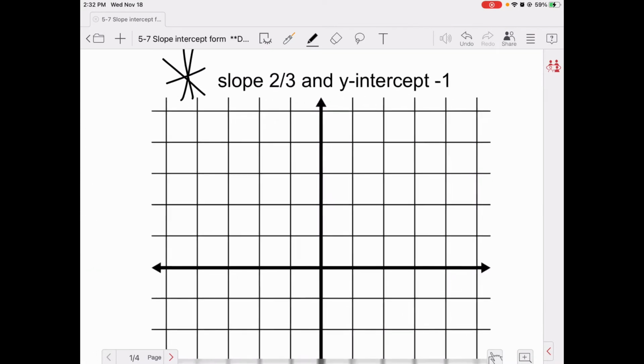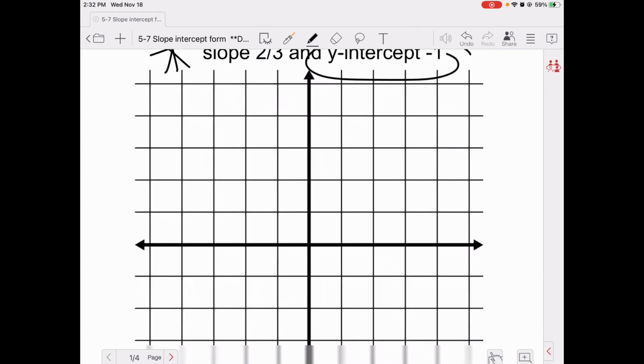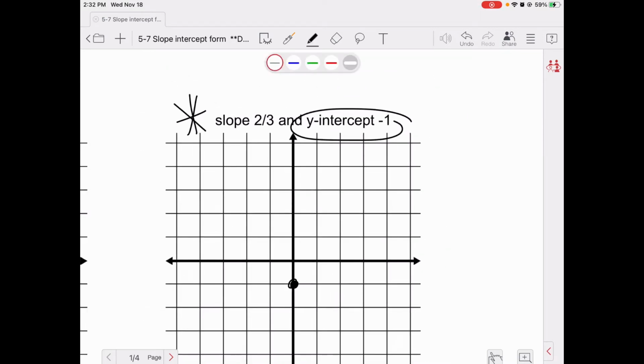Okay, so again, I'm going to graph my y-intercept first, and this is -1. Okay, and my slope is 2 over 3. So I'm going up 2 to the right 3 since they're both positive. So that would be my second point.